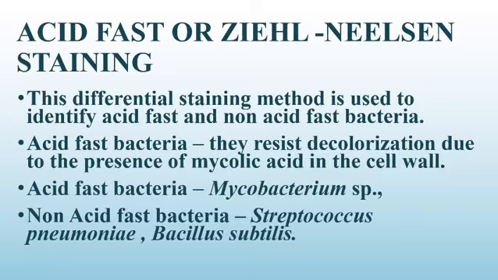The next type of differential staining technique we will discuss is your acid fast staining. It was first identified and discovered by Ziehl-Neelsen, and so this type of staining technique is also called your Ziehl-Neelsen staining. This differential staining method is used to differentiate bacteria into two categories, that is your acid fast and non-acid fast bacteria.